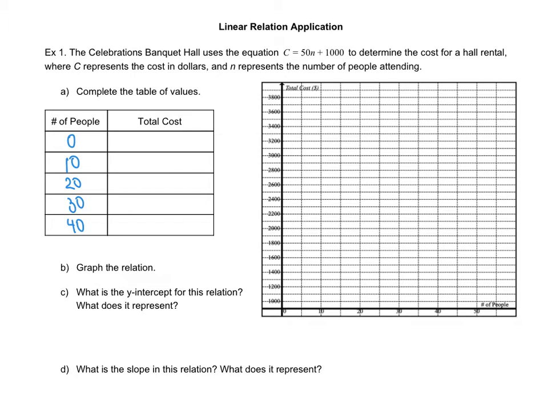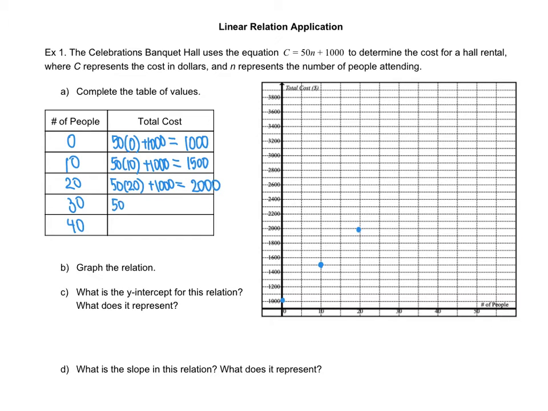And now I'm just going to use my equation. Wherever I see n, I'm going to replace it with the number of people I have chosen. So 50 times 0 plus 1,000. 50 times 0 is 0, plus 1,000 is 1,000. So I'll go ahead and plot that point. At 0 people, the cost is 1,000. Next, for 10 people, 50 times 10 plus 1,000. 50 times 10 is 500, and when I add it to 1,000, we have 1,500. So I'll plot that point: 10 people, 1,500. Next one, 50 times 20 people, that's 1,000, and when I add on the original 1,000, now we're at $2,000 for 20 people.